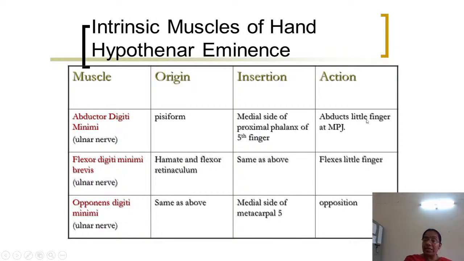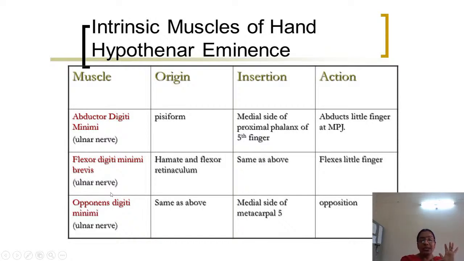When you see the action, abductor does abduction of the little finger, flexor does flexion of the little finger, and opponens does opposition of the little finger. So according to the name, the action goes. These are the three: abductor, flexor and opponens. But all these three hypothenar muscles are supplied by the ulnar nerve.